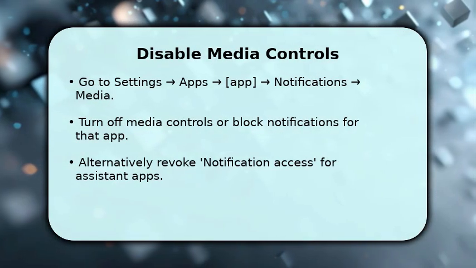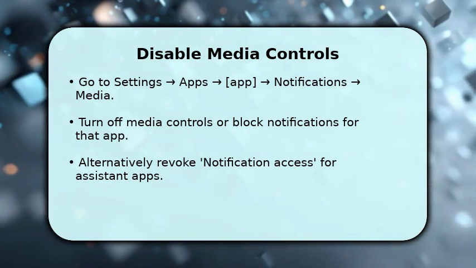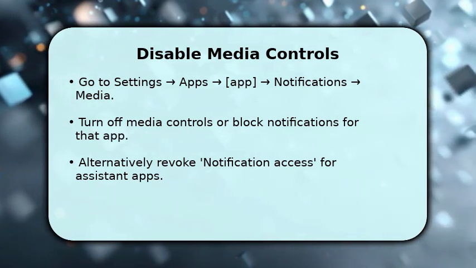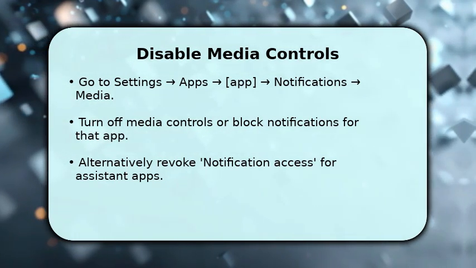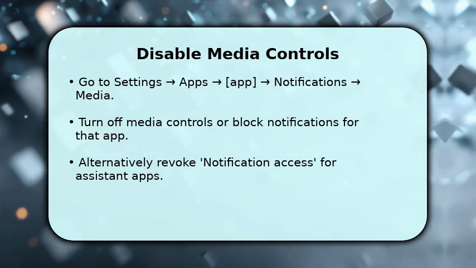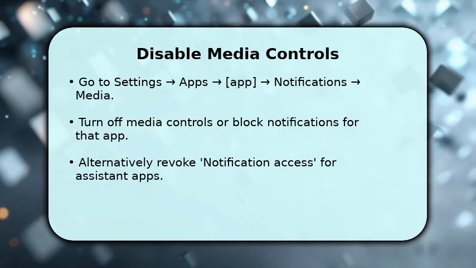Next, open Settings and navigate to the app you identified. Tap Apps > the app > Notifications and find the media or playback channel. Disable that channel or turn off Show Notifications entirely.